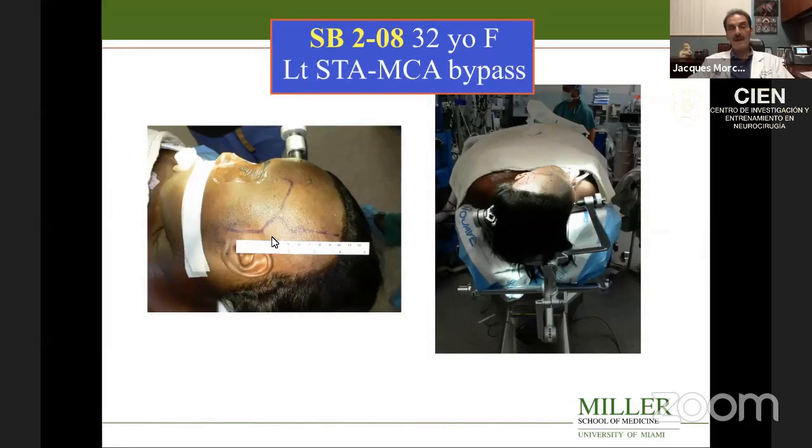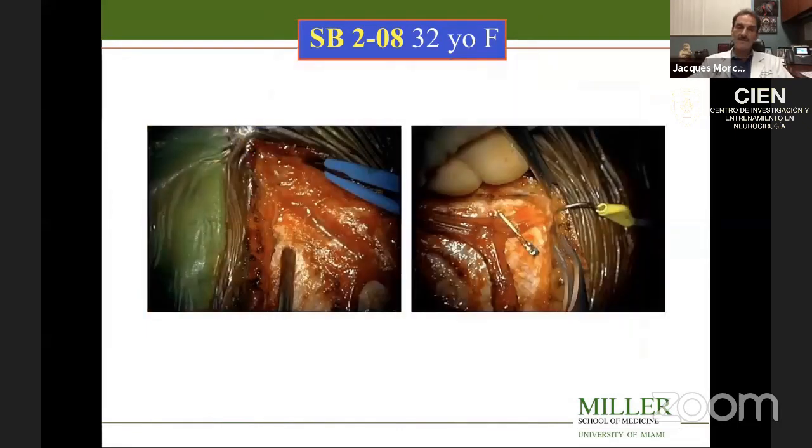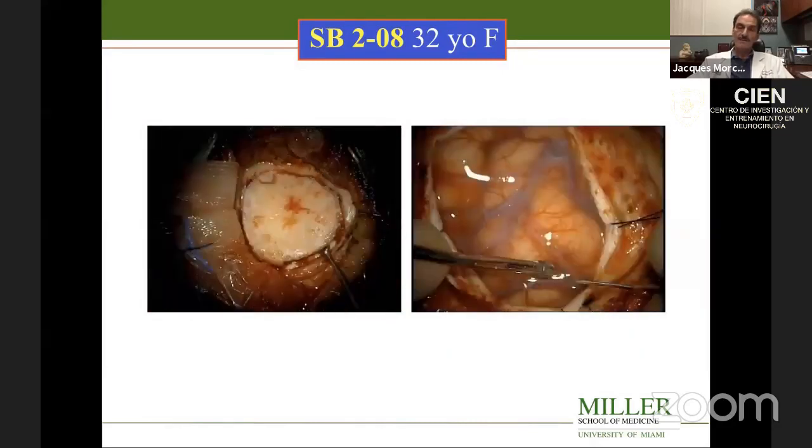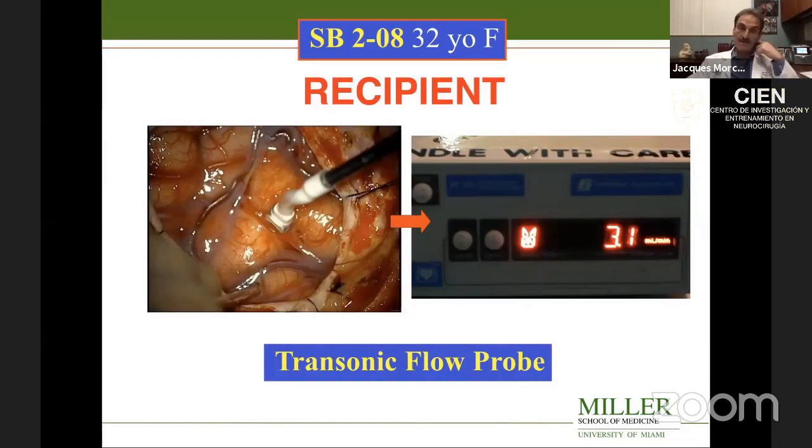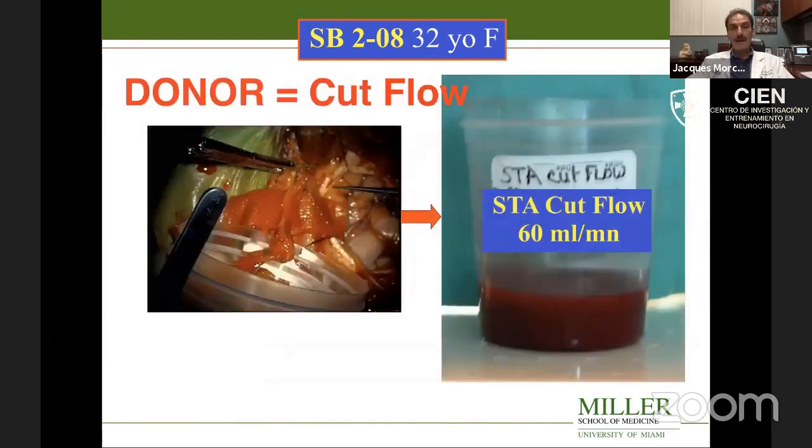It's a left STA-MCA. We trace the STA arteries, we dissect them, and I'll talk later about how I'm doing it more recently, but you can do a single barrel or a double barrel bypass. And here we are measuring with the flow meter the recipient arteries, the frontal M4 and the temporal M4. The number in this case is 3 cc per minute. And then you cut the STA and you measure the cut flow, again, following the concept of Fadi Charbel, who, if you've heard his lecture yesterday, I am sure he would have spoken about this. This is a so-called cut flow, in this case, 60 cc per minute.